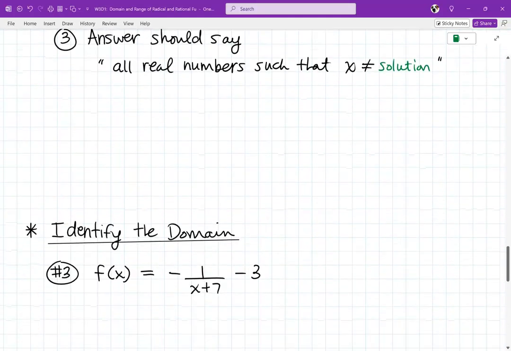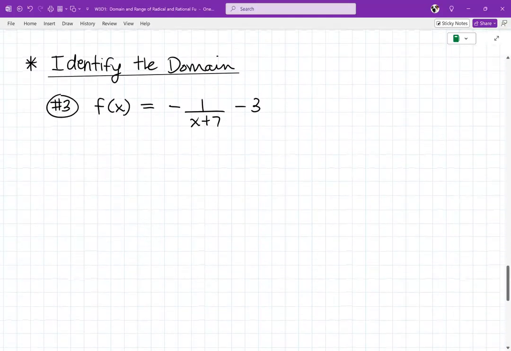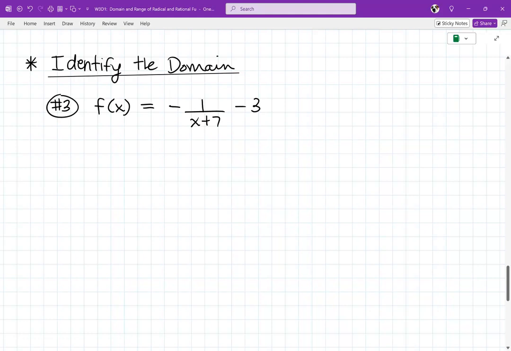So some of these are really, really simple. Here's the first one. This one's really, really easy. Identify the domain of f of x equal to negative 1 over x plus 7 minus 3. Okay? So if I want to identify the domain, I'm going to get the denominator, x plus 7, and set it equal to 0.